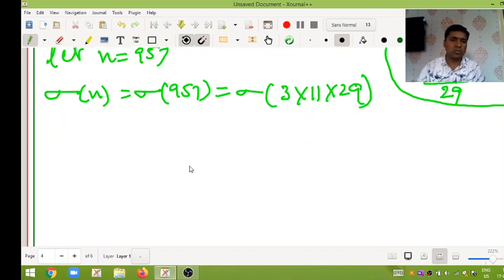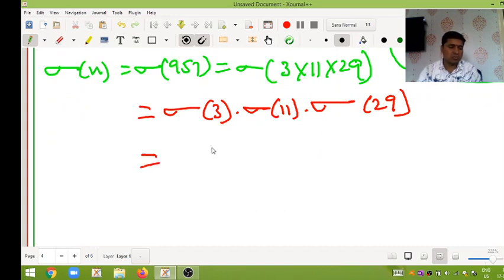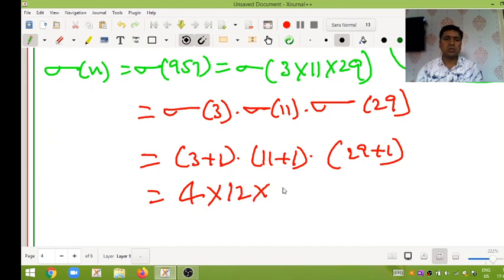Okay, this value we want to simplify. So we want to multiply the sigma. Before going to that, split it: sigma of 3 into sigma of 11 into sigma of 29. We all know these values. So 3 is a prime, so its value is 3 plus 1, 4 will come. Sigma of 11 is nothing but 11 plus 1, 12 will come. Again 29 plus 1, 30 will come. So this is nothing but, my dear students, 4 into 12 into 30.